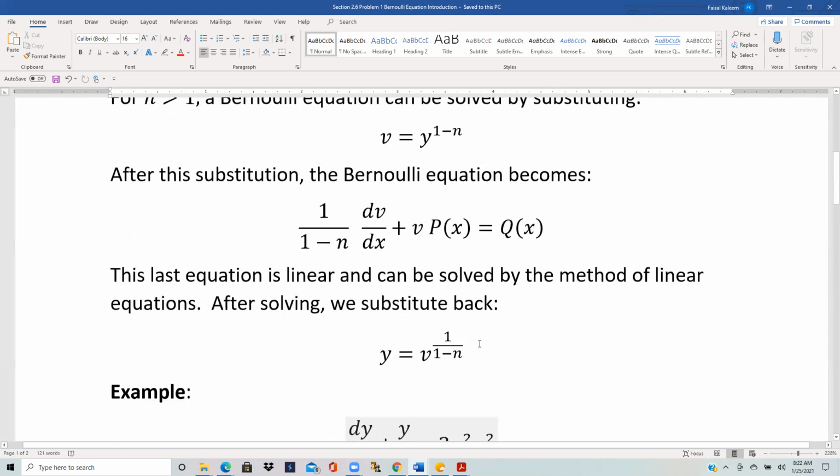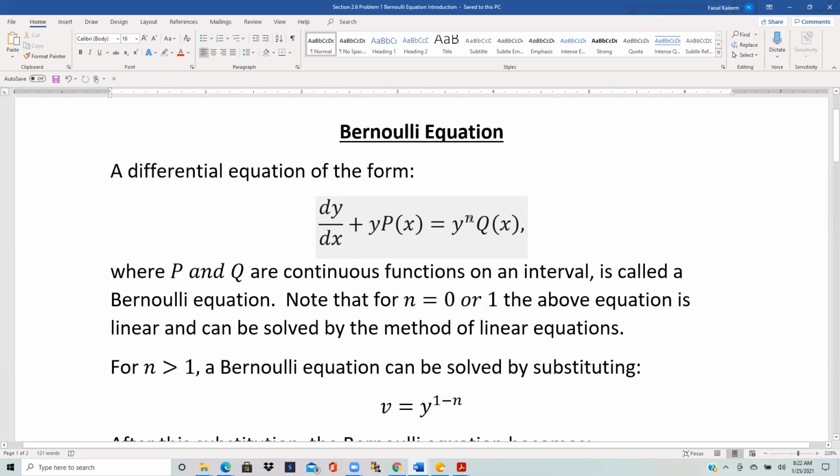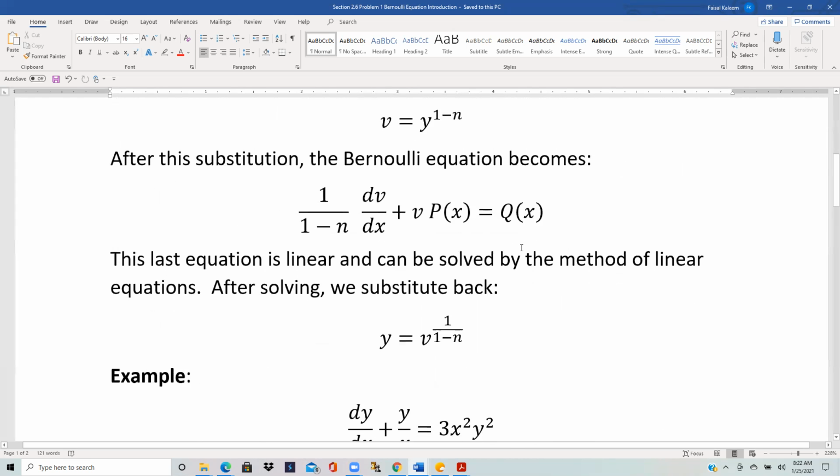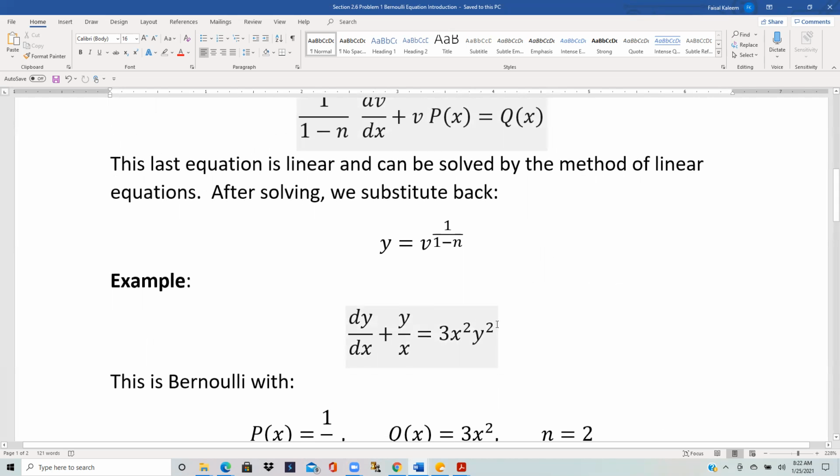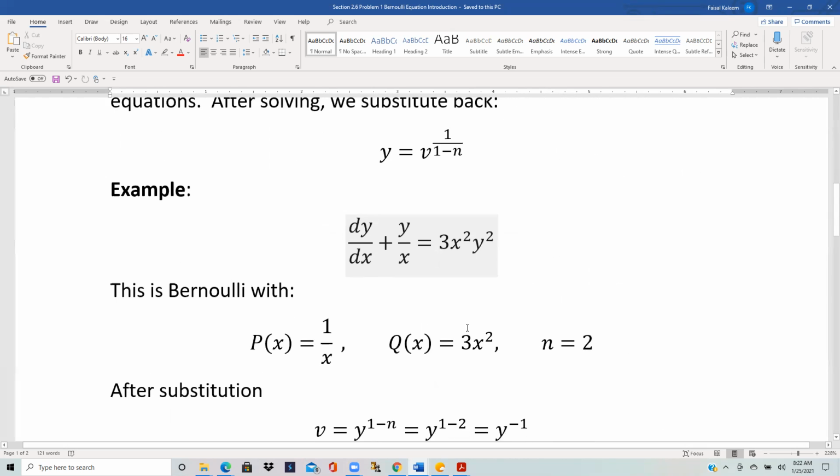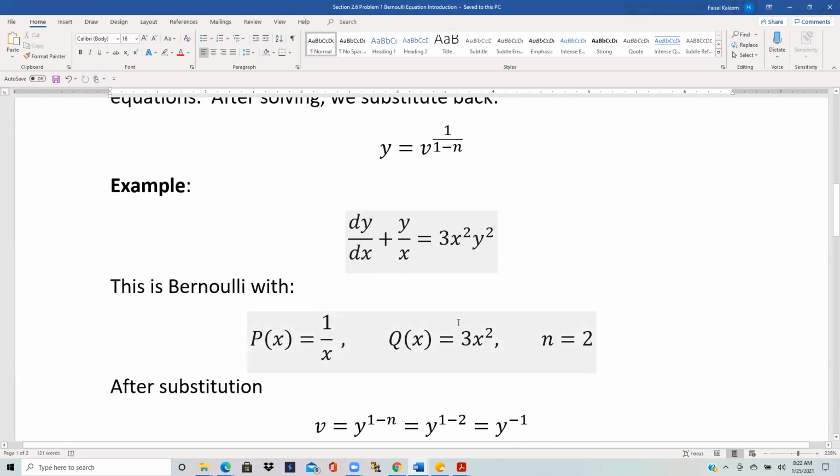And then on the right-hand side, you have y^n times a function of x. So here we have y^2 times this function of x, which is 3x^2. So q(x) is 3x^2. p(x) is 1/x. And n is 2. n is the power of y.